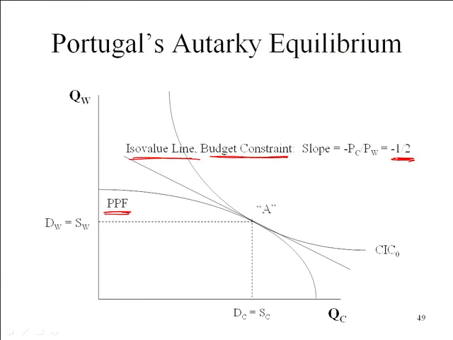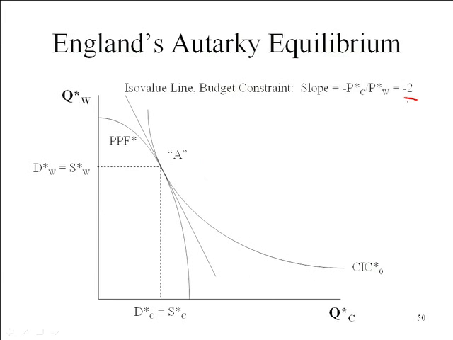Okay. And here's England's autarky situation, where the budget constraint has a slope of -2. Production possibilities frontier. Right. So we know what the slope is. All we're going to do is find the tangency on the production possibilities frontier. Notice at this particular point, the relative price equals the opportunity cost of production. So the marginal rate of transformation is equal to the marginal rate of substitution. So that's a general equilibrium position.